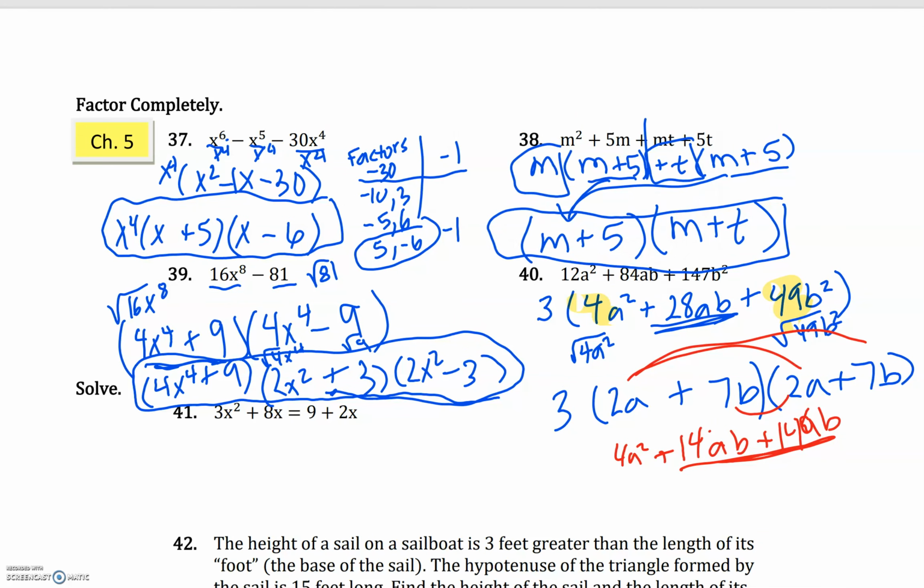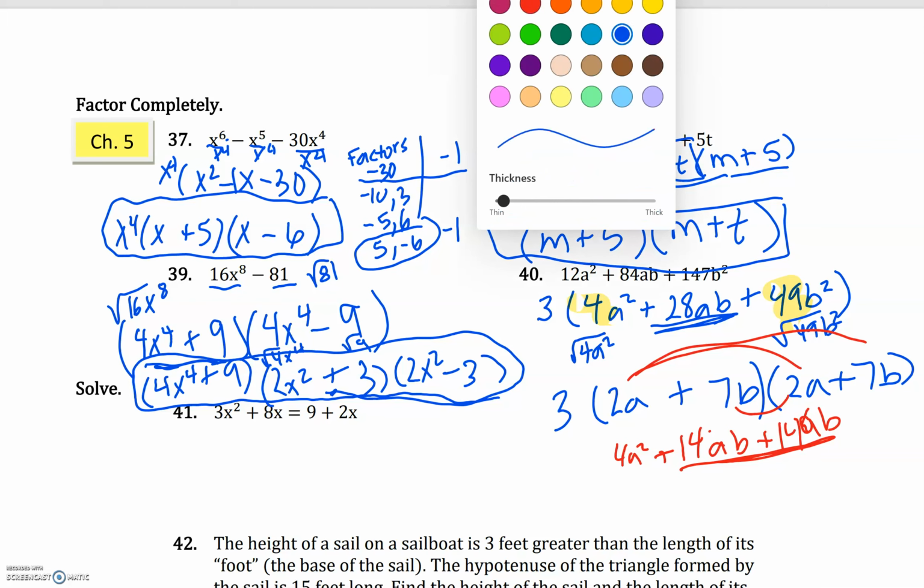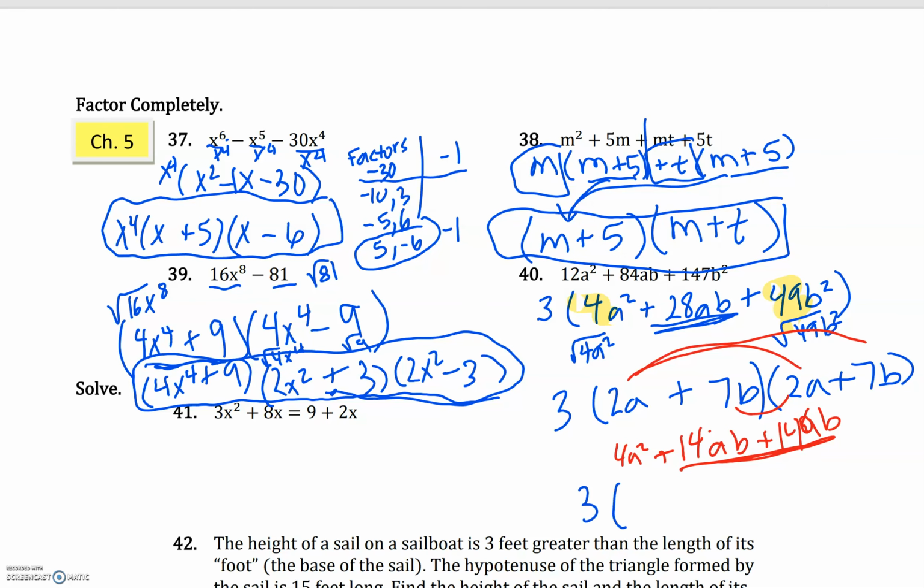And I do. So my final answer is 3 times (2a plus 7), and we can just write that squared, so we don't have to write both parentheses twice. There you go. That's number 40.